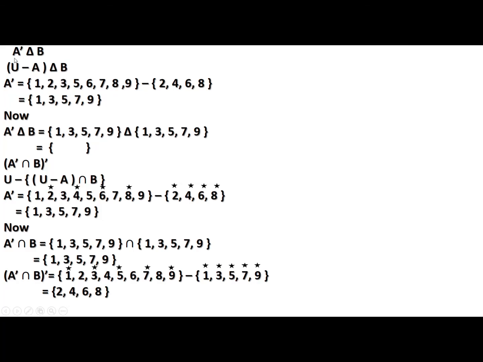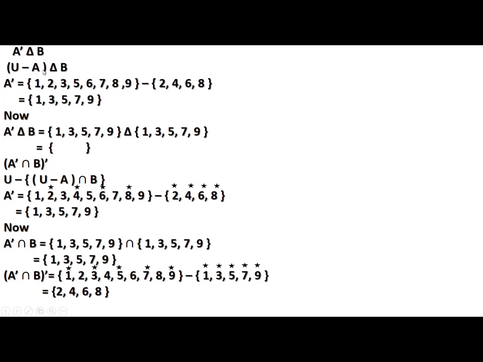Now see another one. Now there is A complement symmetric B. Now the complement sign is also coming and the symmetric sign is also coming. So what we will do, I have told you, wherever you see the complement sign, it stands for U difference. So see, I have written here U difference A, then put the symmetric sign and then write B.